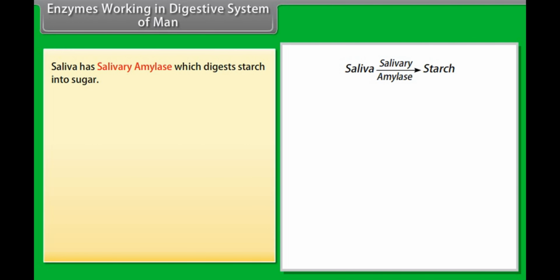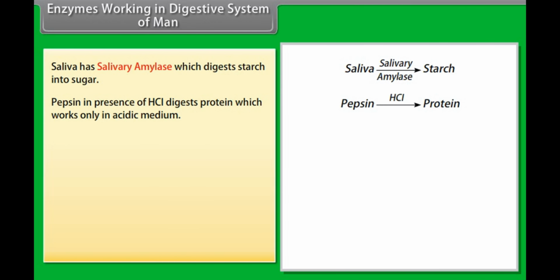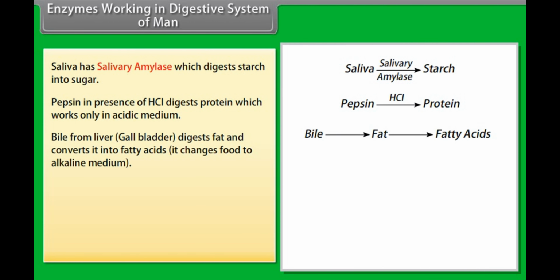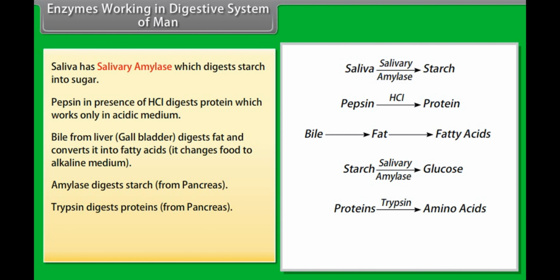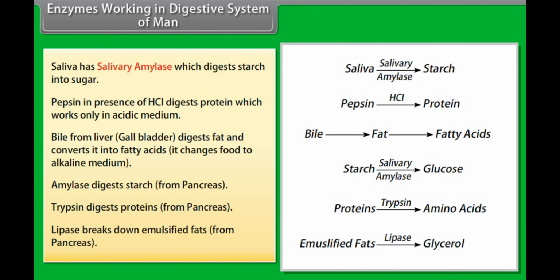Saliva has salivary amylase, which digests starch into sugar. Pepsin in presence of HCl digests protein, which works only in acidic medium. Bile from liver, gallbladder, digests fat and converts it into fatty acids. It changes food to alkaline medium. Amylase digests starch from pancreas. Trypsin digests proteins from pancreas. Lipase breaks down emulsified fats from pancreas.